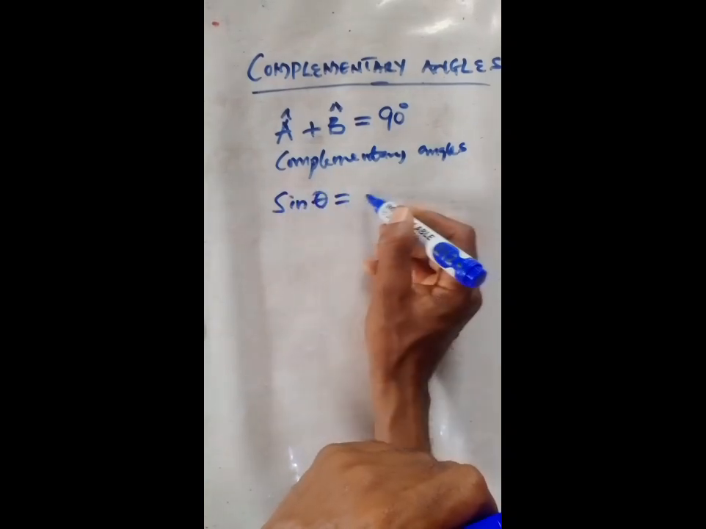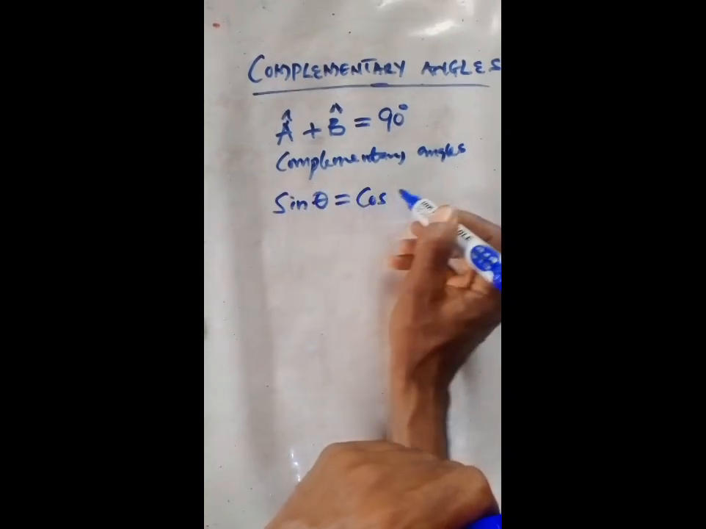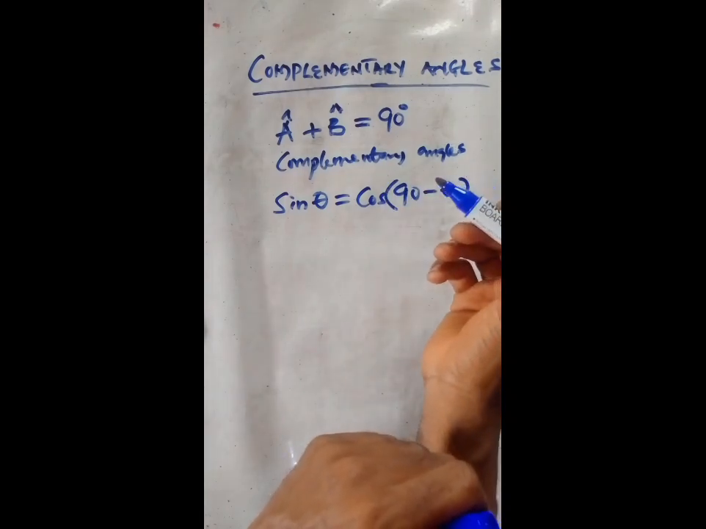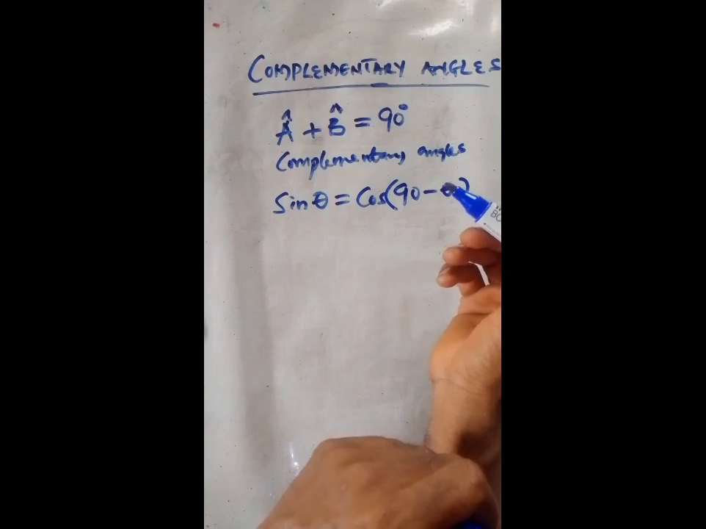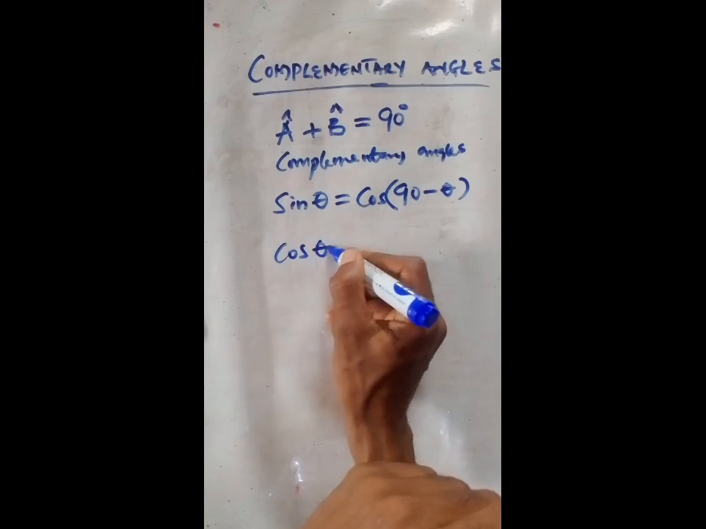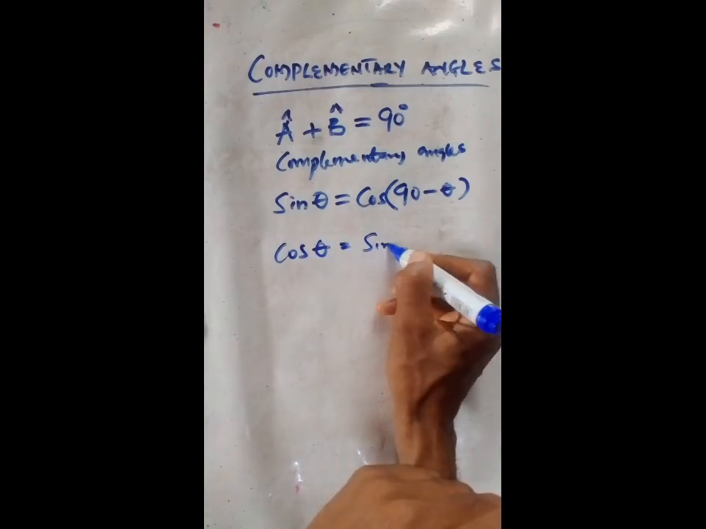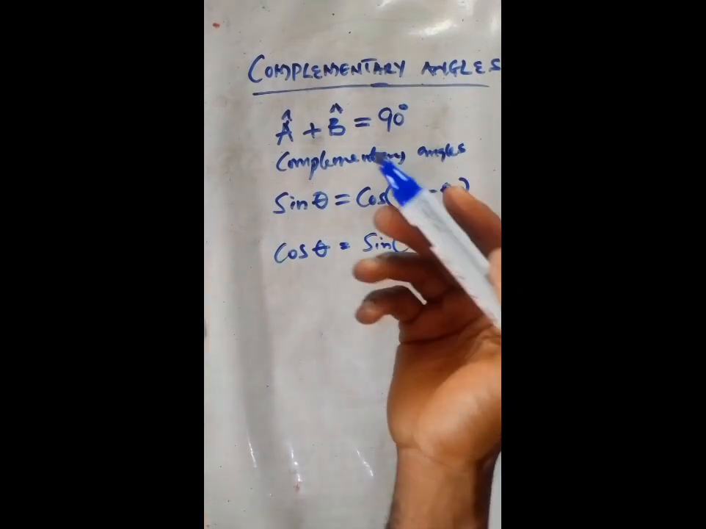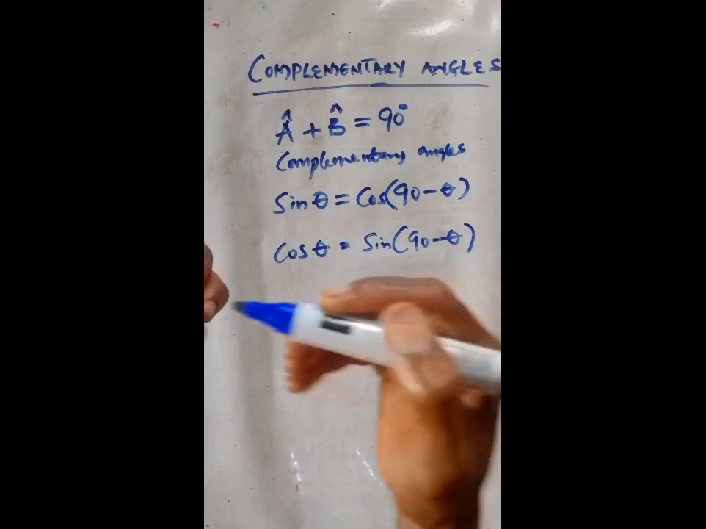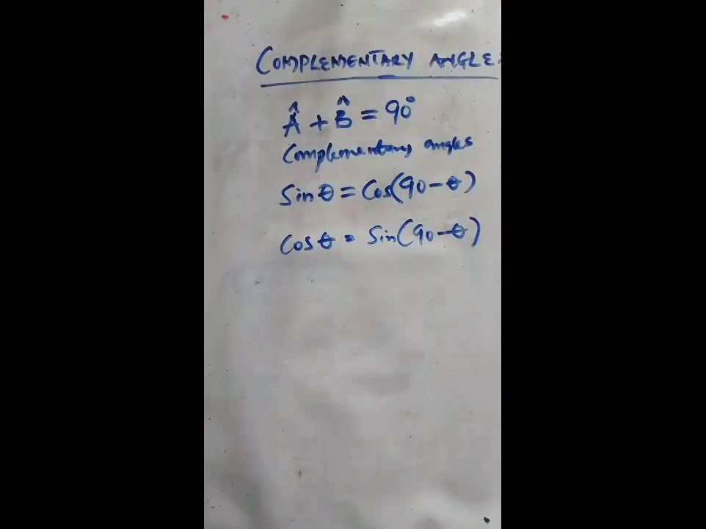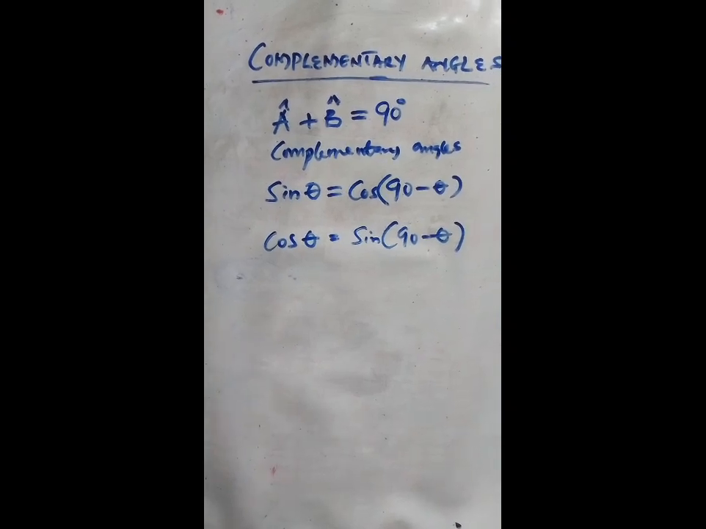Sin theta is equal to cos of 90 minus theta. Take note of this identity. Also, cos theta is equal to sin of 90 minus theta. Take note of this identity as well. Very, very important. Now, let's look at examples of questions on complementary angles.